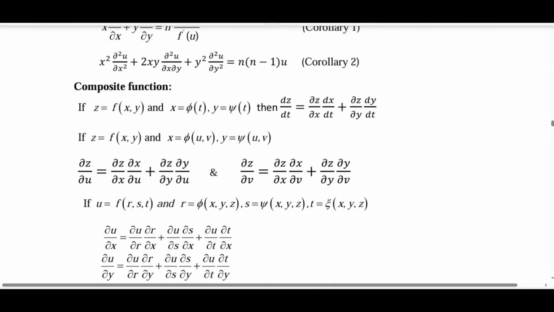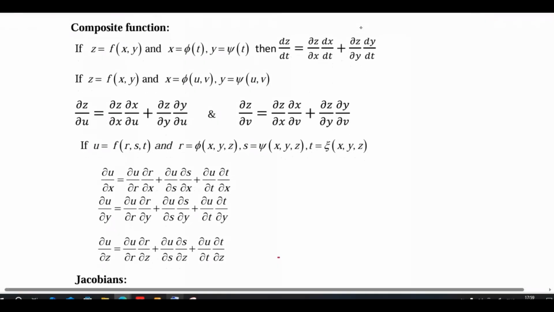Then you have the next one, the composite function. If z equals f of x comma y and x equals phi of t and y equals psi of t, then dz by dt equals dou z by dou x into dx by dt plus dou z by dou y into dy by dt. If z equals f of x comma y and x equals phi of u comma v and y equals psi of u comma v, then dou z by dou u equals dou z by dou x into dou x by dou u plus dou z by dou y into dou y by dou u, and dou z by dou v will be dou z by dou x into dou x by dou v plus dou z by dou y into dou y by dou v.